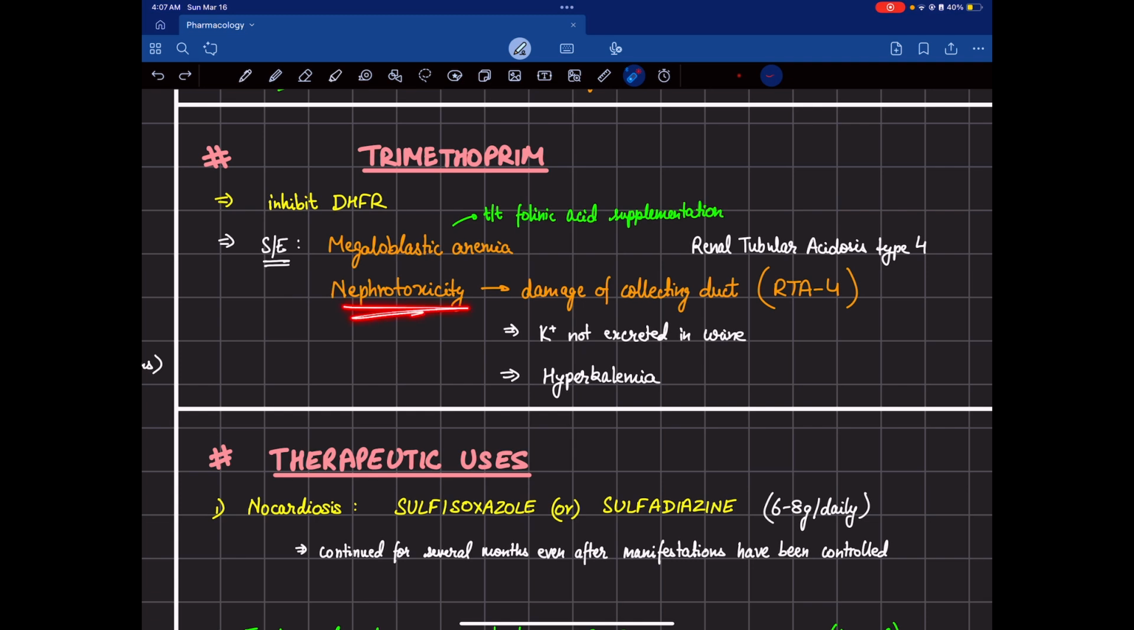For nephrotoxicity, it causes damage to the collecting duct. It is known as renal tubular acidosis type 4. In this, the potassium is not excreted in urine, which causes hyperkalemia. It can further affect your CVS.